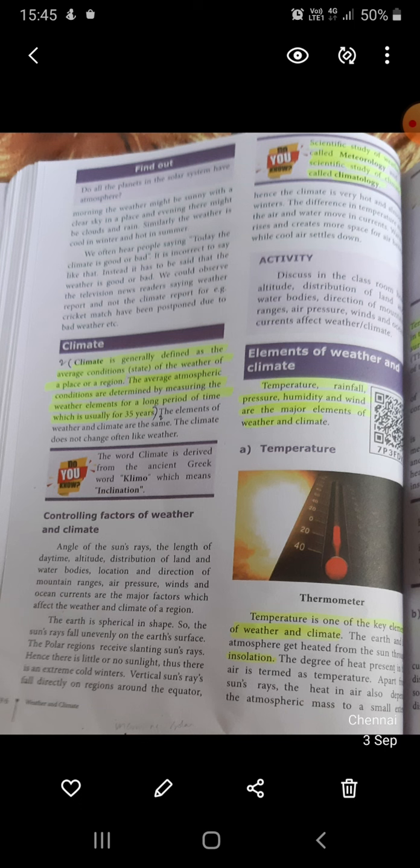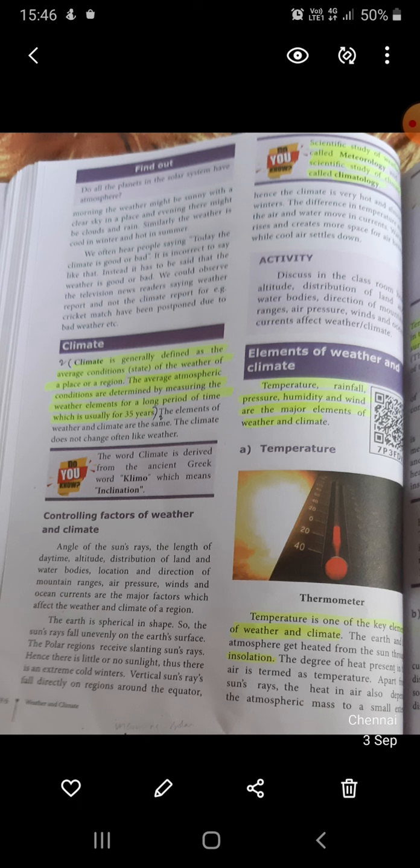Elements of weather and climate. Temperature, rainfall, pressure, humidity and wind are the major elements of weather and climate. Okay, children, now you will understand what the major elements of weather and climate are: temperature, rainfall, pressure, humidity and wind. These are the five major elements. Now we can see first temperature.